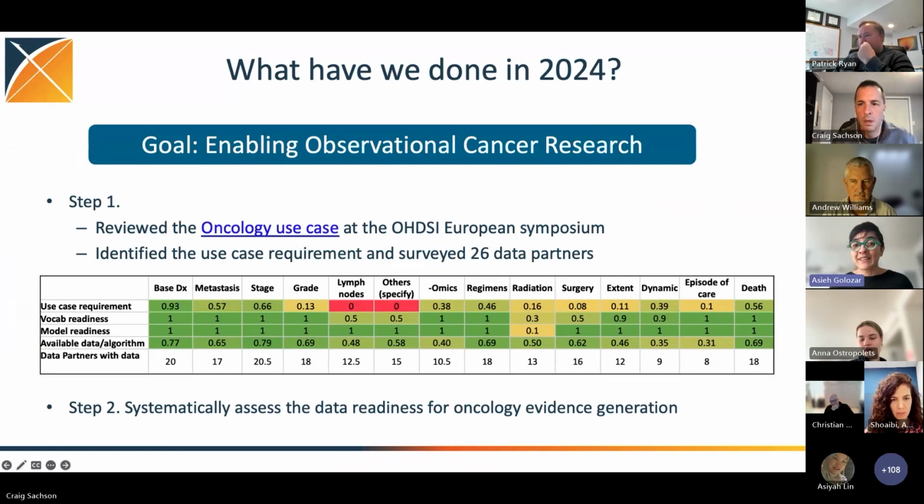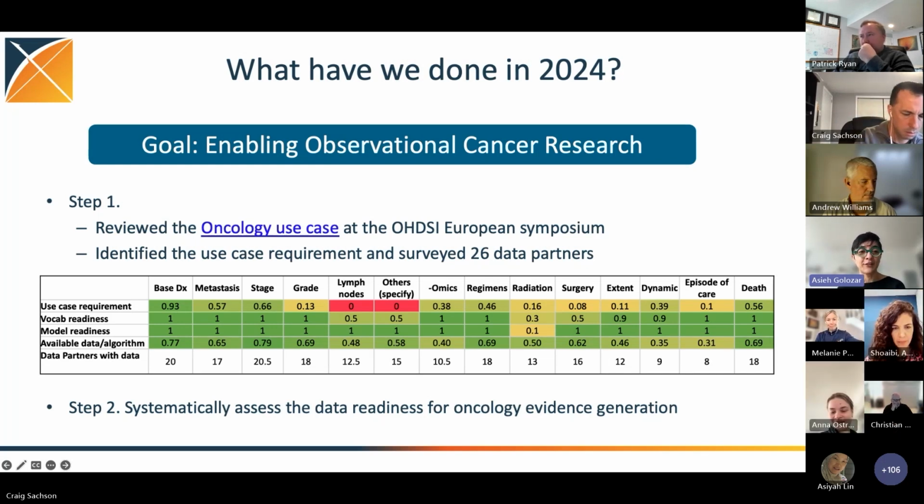So I'm going to be quick, just to give you a little bit of idea what we've done in 2024. In general, the Oncology Workgroup has one goal, which is enabling observational cancer research. And starting last year, we started focusing very specifically on our use cases. What we did was to compile a large list of use cases that have been submitted by the community and did a thorough review and assessment during the OHDSI European Symposium, identified the requirement in terms of the vocabulary, the model, and also surveyed a series of data partners in terms of the availability of the data. That's something that we constantly do, periodically review and update it.